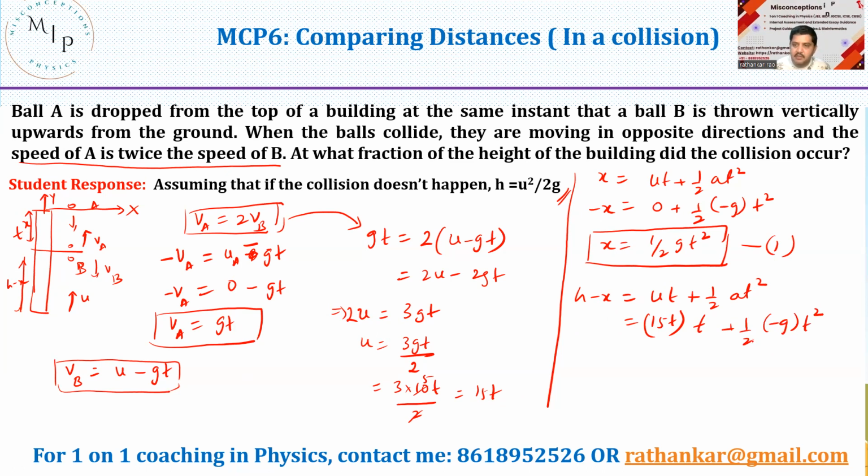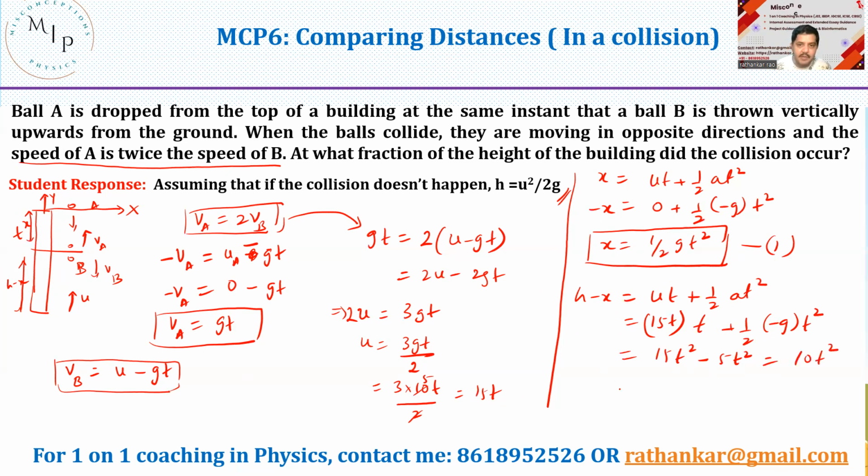What is g? g is 10. So 10 divided by 2 is 5 over here. So I should get 15t square minus 5t square. g by 2 is nothing but 10 by 2, which is 5, right? So thus, this should now be equal to 10t square.